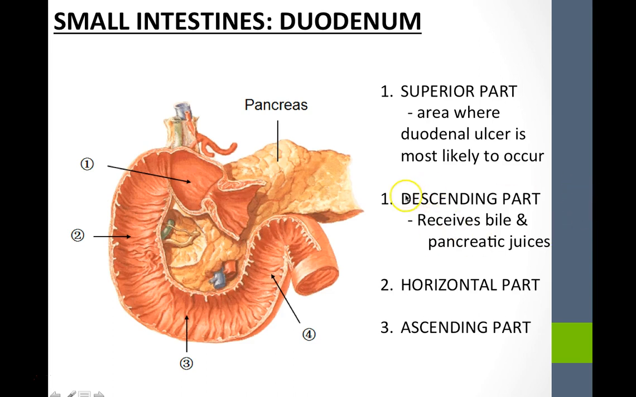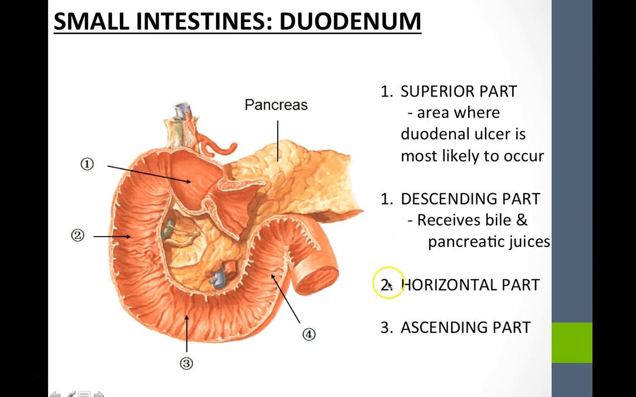My numbering is off here. So this number 1 should actually be a 2. This is your descending part of the duodenum. And this is going to have an opening here called the major duodenal papilla. Sometimes we even have a minor duodenal papilla here that will allow the bile and pancreatic juices to come into the duodenum to help neutralize the acidic contents in here, and also to emulsify fats.